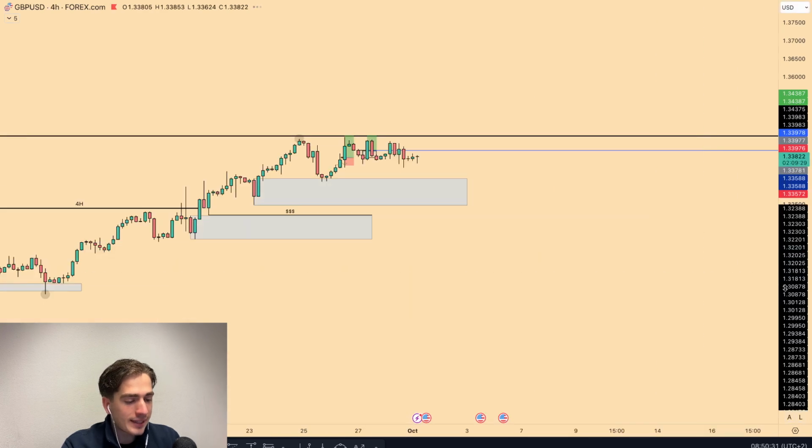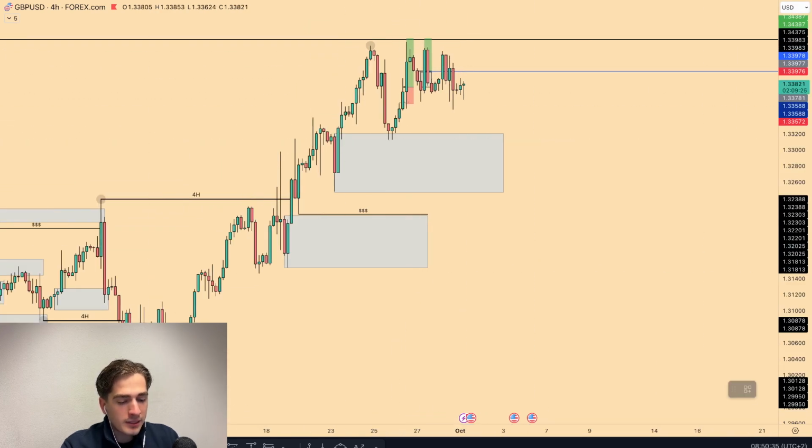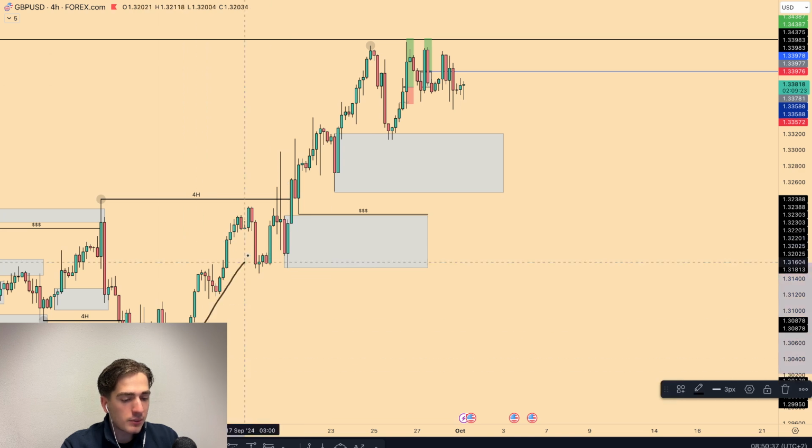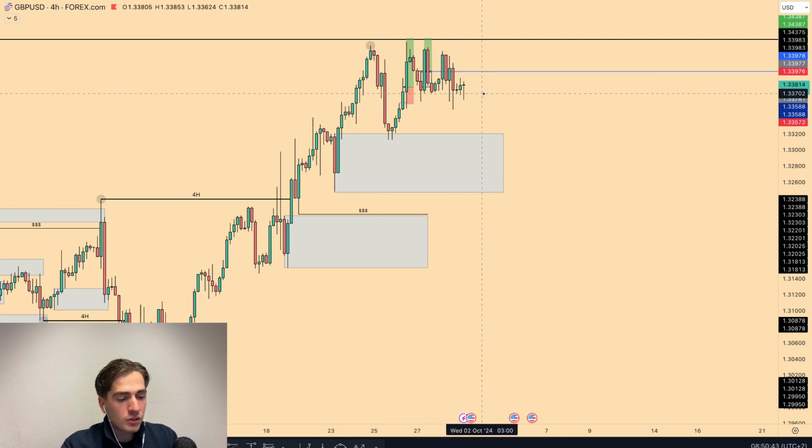We have not yet taken it out. So I've been waiting for us to take out that high. Overall momentum is still towards the upside. Obviously, we can very clearly see the impulse up. This now is starting to turn into consolidation with all the red folder news that we have this week.